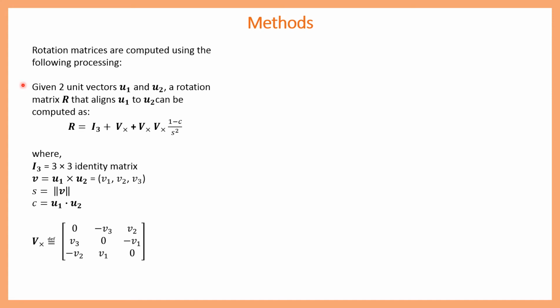All rotation matrices in this work are computed using the following processing. Given two unit vectors U sub 1 and U sub 2, a rotation matrix that aligns U sub 1 to U sub 2 can be computed using this equation here, where the parameters are easily computed from the unit vectors. To compute the different unit vectors, we proceed as follows.